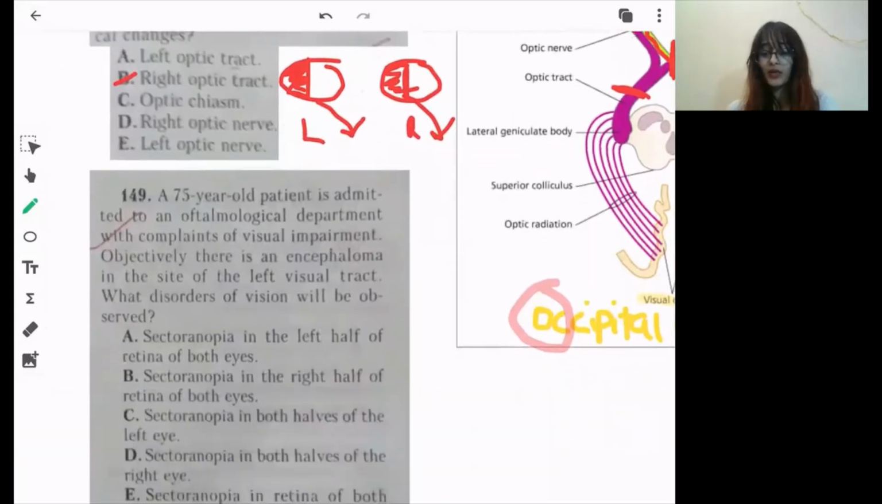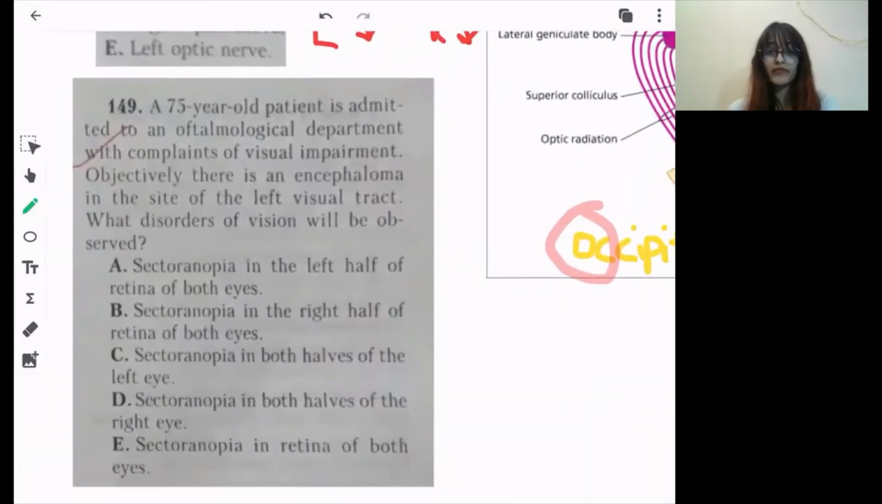Now let's look at a similar question, 149. So they are saying that there's a tumor on the side of the left visual tract or the left optic tract. So left optic tract means homonymous hemianopia.